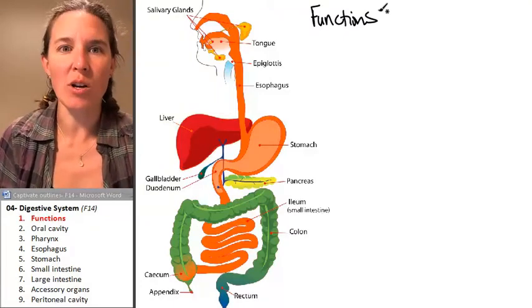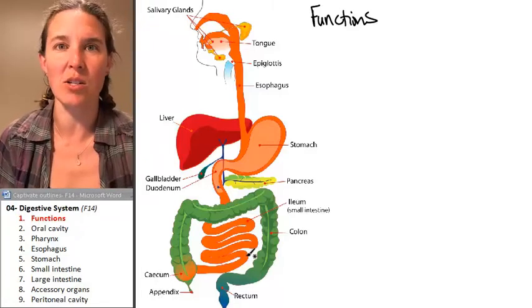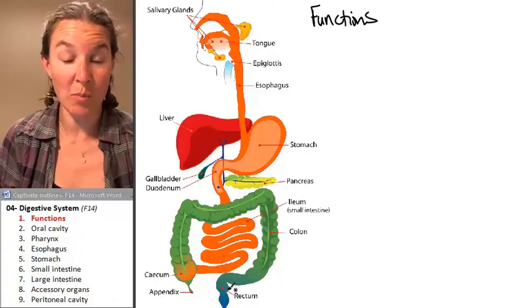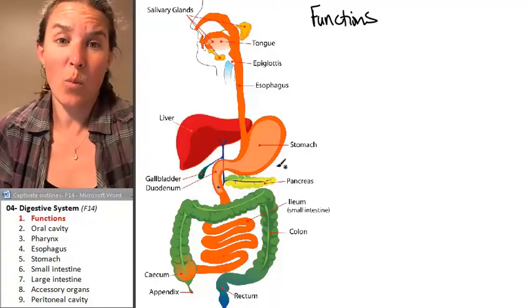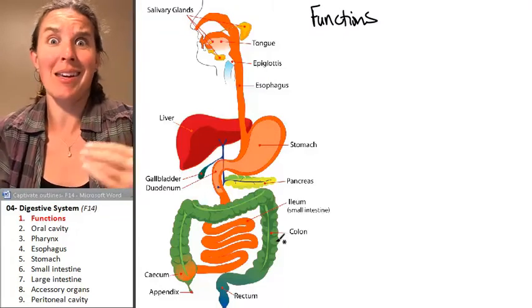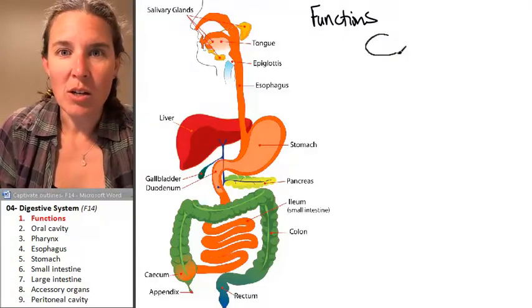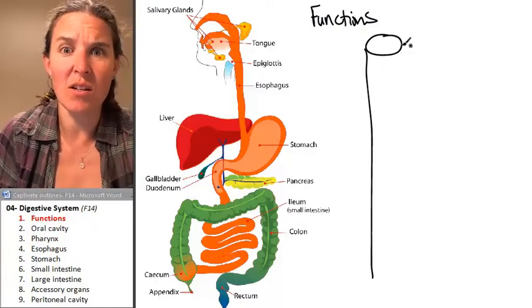I have to draw you, even though I've got this lovely picture right here. I could use this picture. But you know what? We're going to get into the anatomy of all these parts and who these people are and what part is what in way more detail than we've got going on here. But I can't help it. I have to draw you a picture of your own digestive tube.